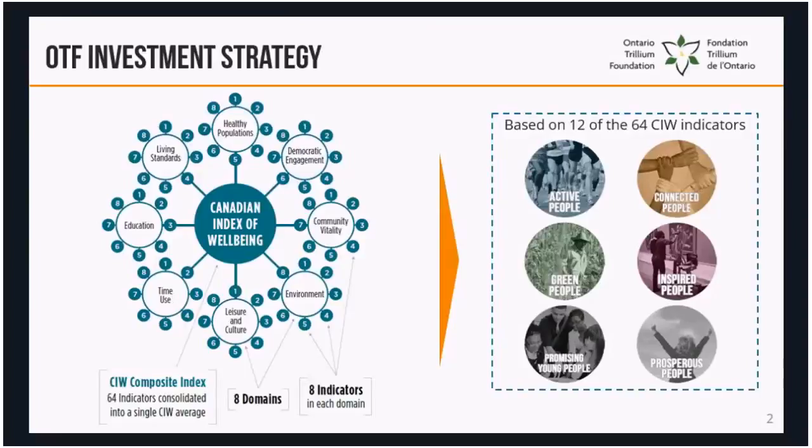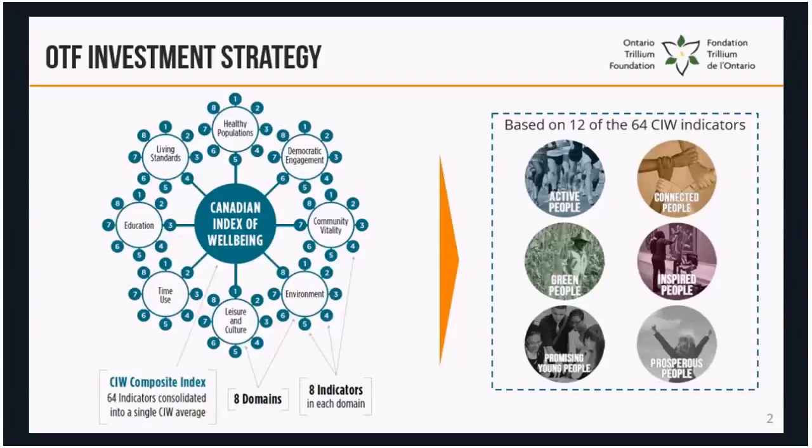First, let's talk a bit about OTF's investment strategy, where we are investing for impact. With the help of leaders in the public benefit sector and relying on the expertise of our staff and volunteers, OTF has identified the most important changes that should happen in Ontario over the next decade for communities to be more healthy and vibrant.